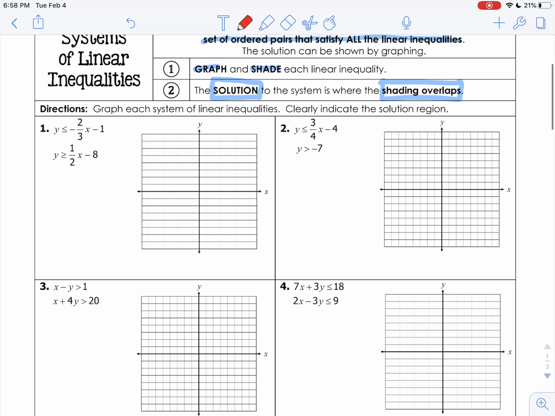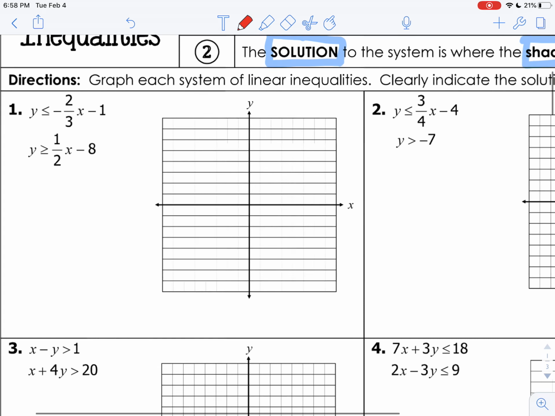The first thing we have to check is to make sure it's in y equals mx plus b, which both of these are. Remember, the -1 is your b, your y-intercept. So I'm going to go down 1, and then this -2/3 tells me to go down 2, right 3, or I could go up 2, left 3. But we're going to go down 2, right 3.